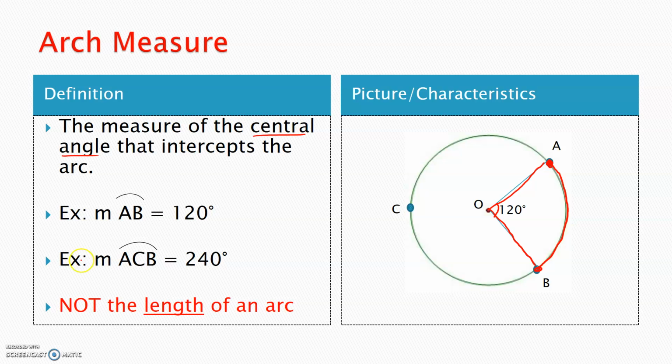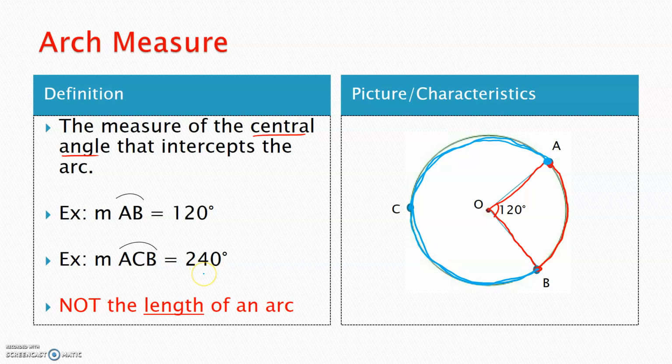Now what about the second example here? The measure, again, that's what the lowercase m is, of ACB. So now we're going to use the major arc. How do I know it's the major? Well, they use three letters. So this is saying I start at A, I go through C, so I go in this direction, I pass it, and then I end up at B. So the major arc is this greater distance. We're talking about this arc side over here.